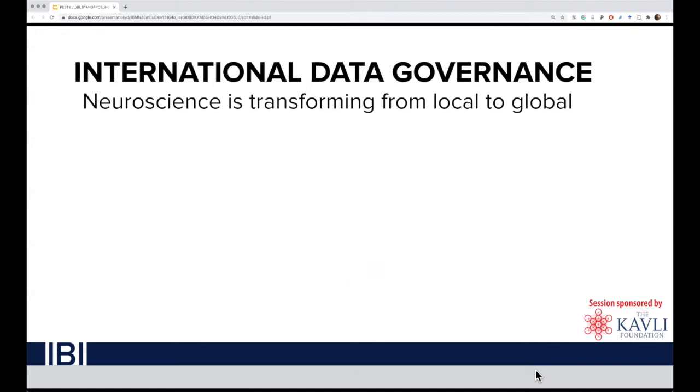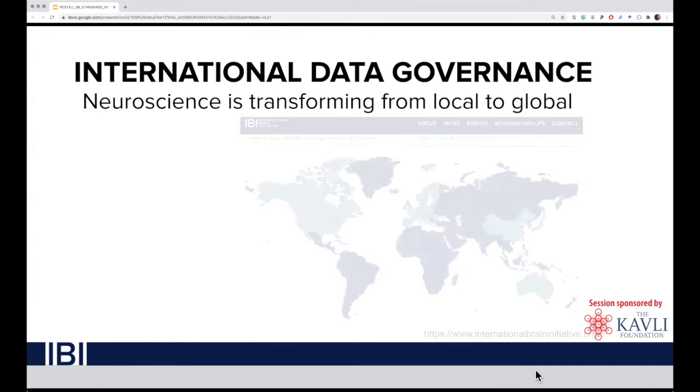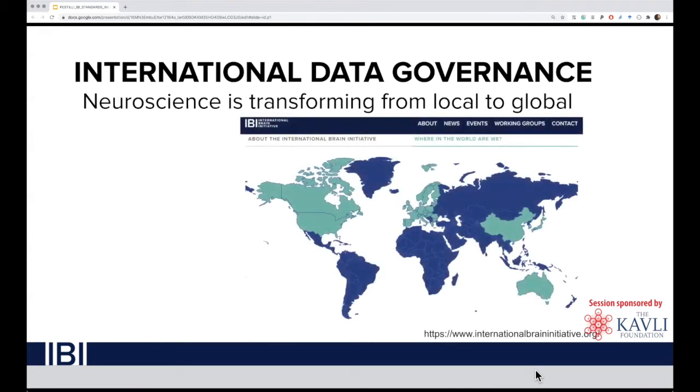There's a need for international data governance because neuroscience is changing. It's going global. It's going from local labs and institutions to global projects that often cross state as well as nationwide borders. This is, for example, the map of the IBI members. In green are all the nations that are part of the IBI effort, and you can see that we span most of the continents. Indeed, as Caroline Montoya once said, it takes the world to understand the brain. And this is an effort that is global and is becoming more and more involving across nations.